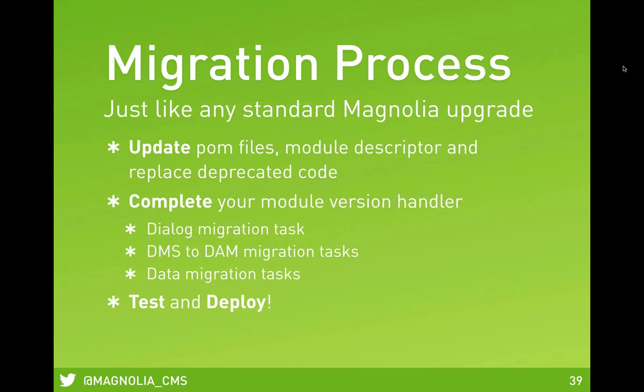Now let's enter into the details of the migration project process. This process is just like any standard Magnolia upgrade with three main steps. One is the update of the project, then to complete the version handler with some migration tasks, and to test and deploy.